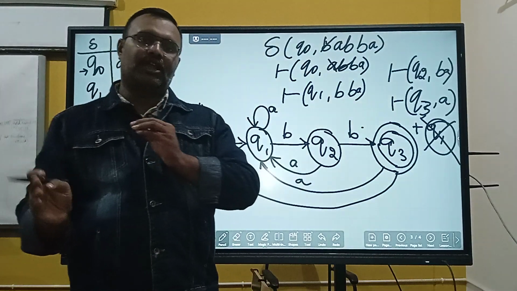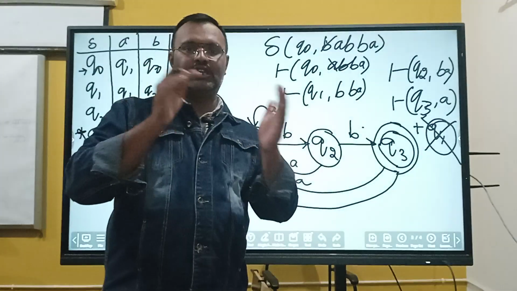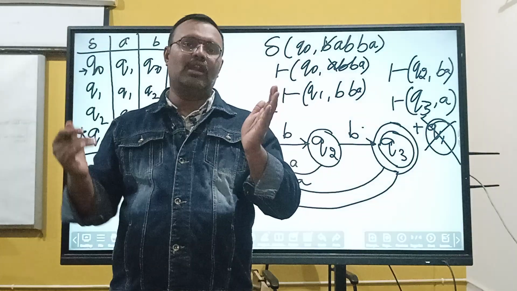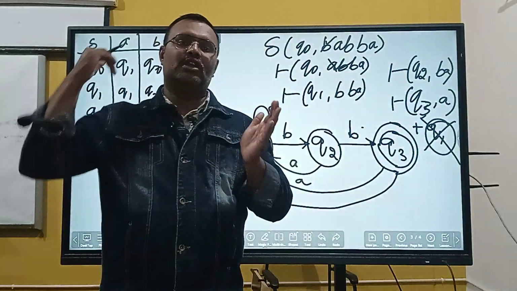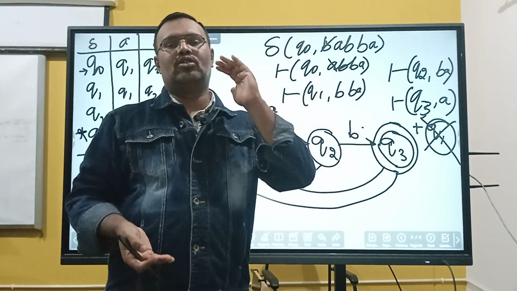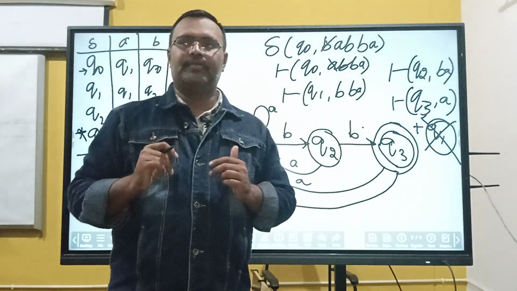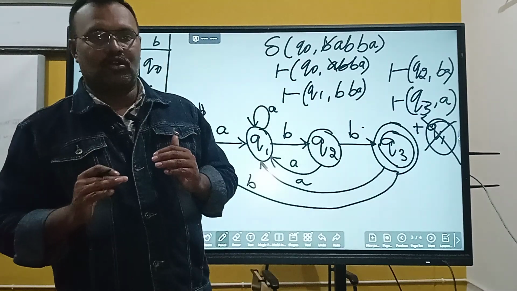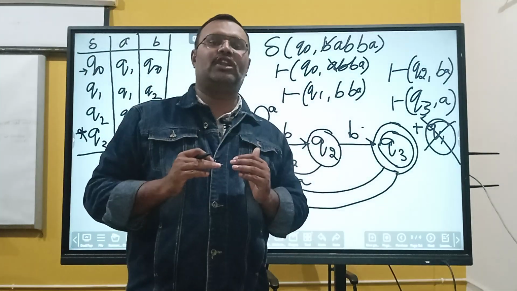After writing the transition diagram, you need to write the transition table. After writing the table, you need to show acceptance and rejection. That is how you are going to complete the given problem. So this is the first problem that we have solved in deterministic finite automata.